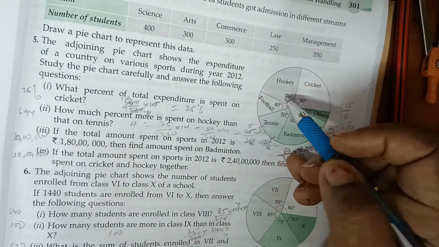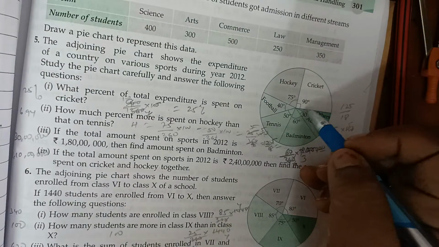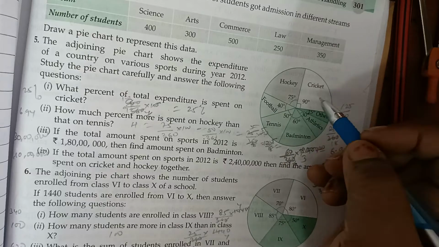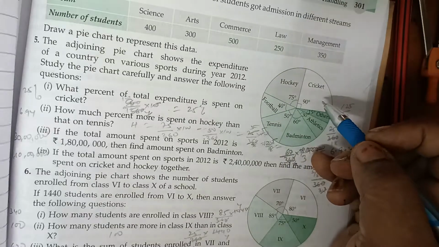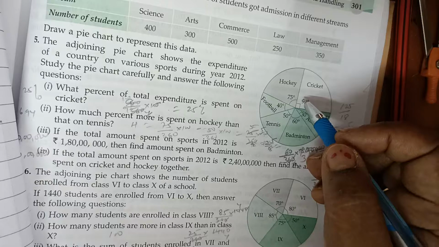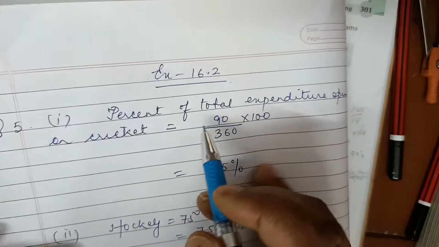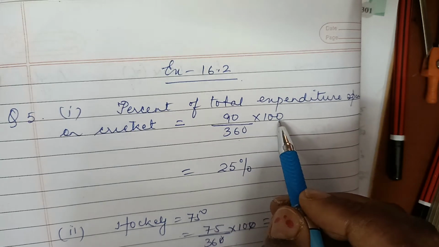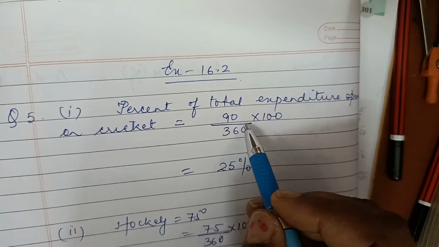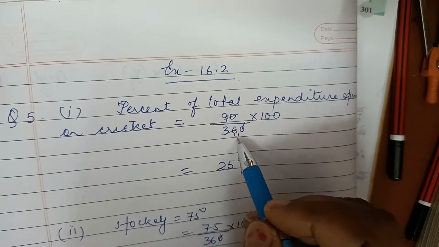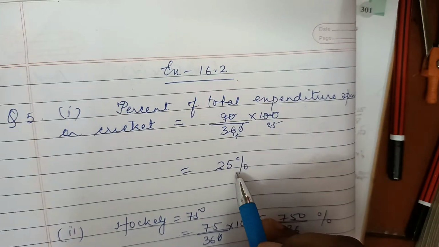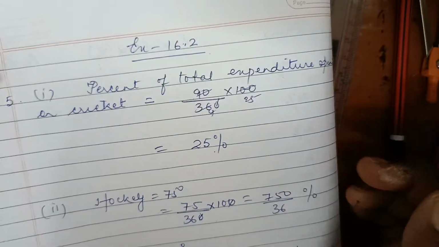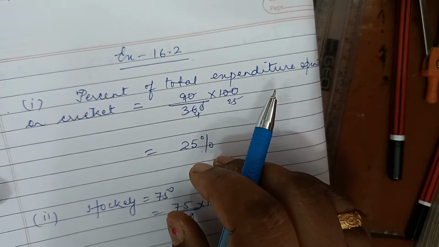So the first question is, what percent of total expenditure is spent on cricket? Just see here cricket, how much angle? That is 90. To find out the percentage, we always multiply by 100. So that will be equal to 90 by 360, because the total angle is 360, into 100. When you solve it, 9 fours are 36, 4 25s are 100. So 25%.